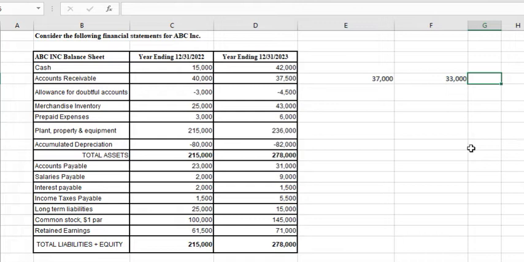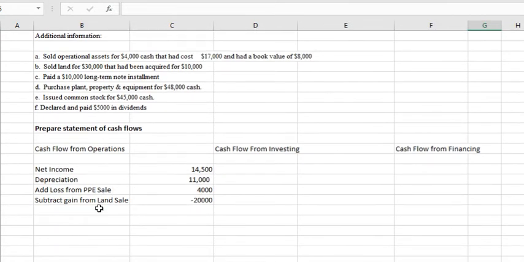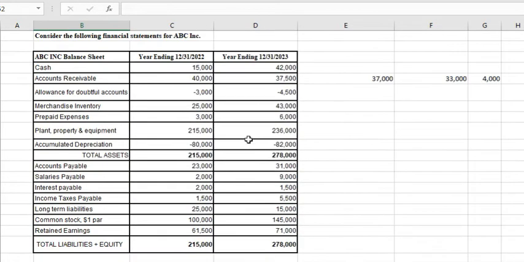Any decrease in the accounts receivable is going to increase our cash, as I mentioned in the introductory video. An increase will decrease cash, a decrease in current assets will increase cash. In this case, the decrease is $4,000, and as a result, add decrease in accounts receivable. I'm going to add that to cash flow from operations.